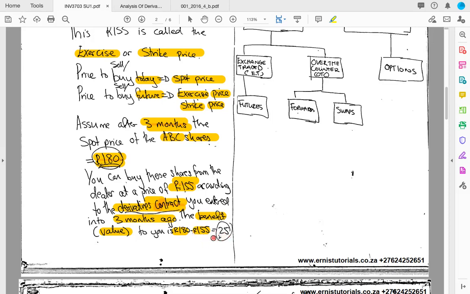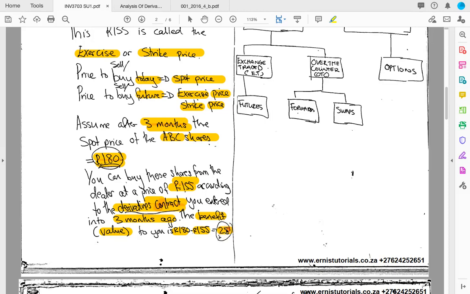So what you can do, you can buy the shares at 155 Rand according to the strike price that you agreed to buy it with the dealer. And then as soon as you buy them, you can go and sell them in the spot market at 180 Rand, whereby the spot market is the market that everyone else is buying and selling at. And this will give you a profit of 25 Rand. So this will be the value of the derivative contract to you.